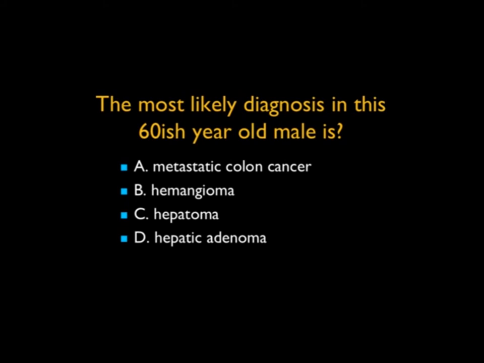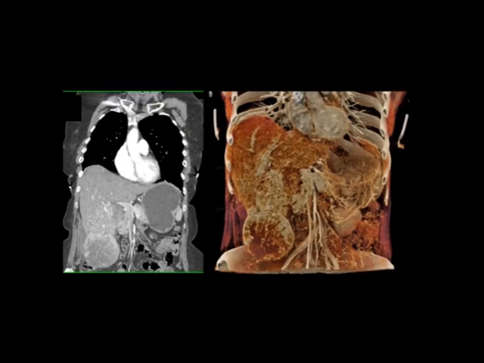60-ish-year-old male, what's the most likely diagnosis? I like this case. Coronal view on the left, cinematic rendering on your right. You see the large vascular tumor. You see the textural changes on the cinematic rendering, the infiltration in the right lobe of the liver, the changes extending to the vessels. And although in theory this could be metastatic colon cancer, it's unusual for metastasis to be exophytic like this, particularly a solitary mass.